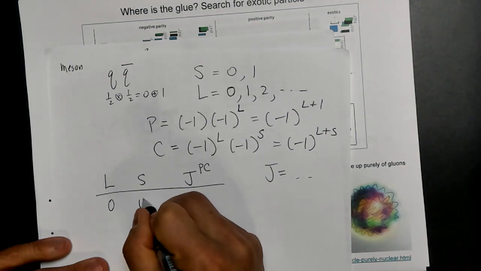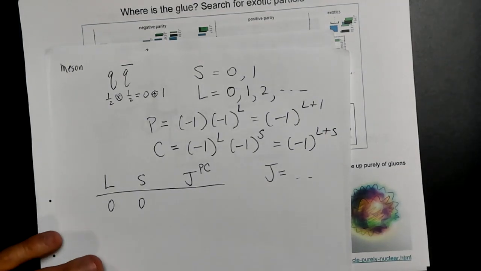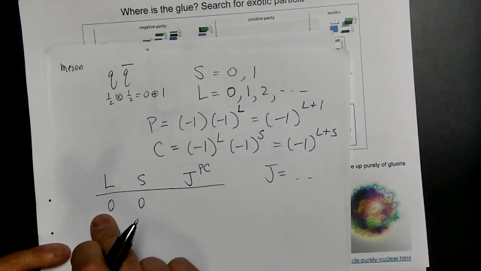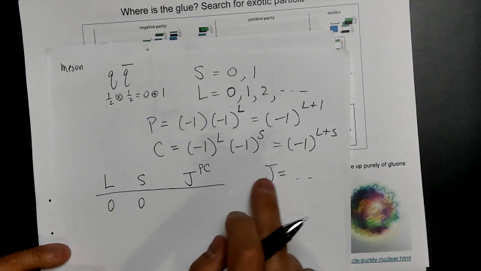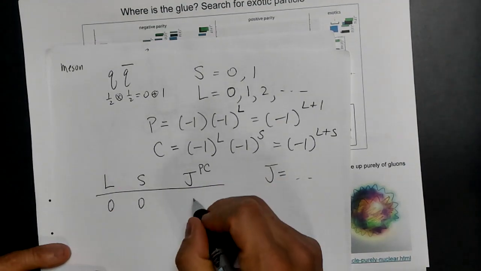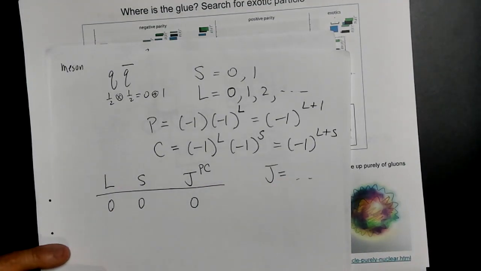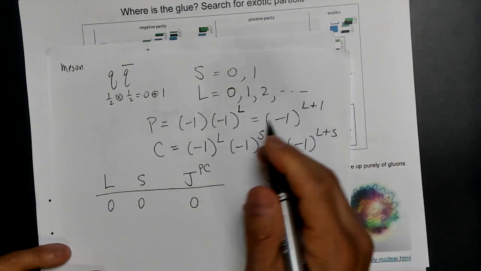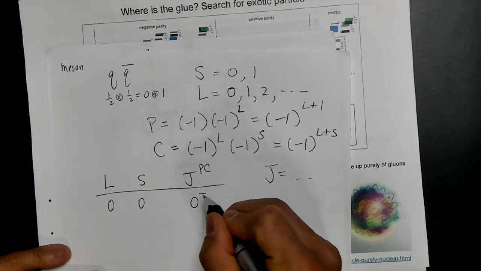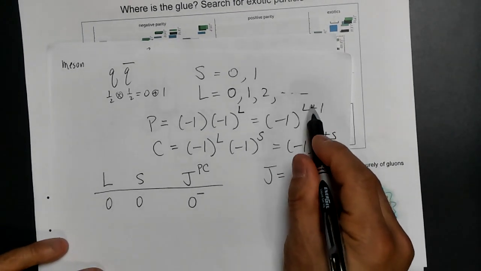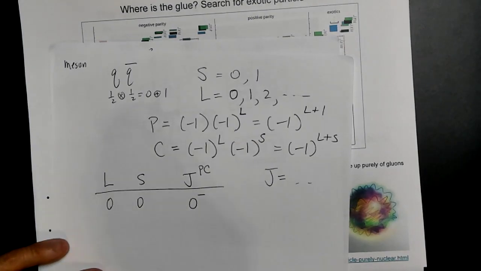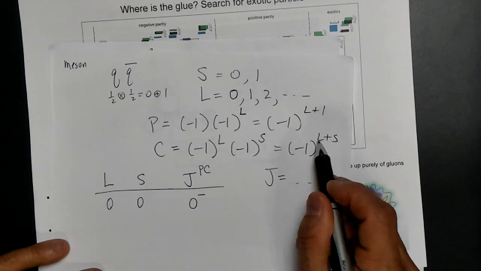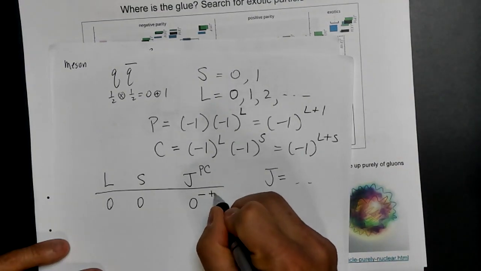Suppose I have L equals 0 and S equals 0. If I add L with S together, what angular momentum can I get by adding 0 with 0? The only thing I can get is 0. Now the parity would be (-1)^(0+1), so that would be a minus. Minus 1 to the power 1 is minus. And then the charge conjugation is (-1)^(0+0), that would be just plus.